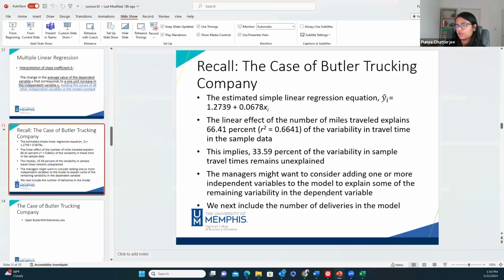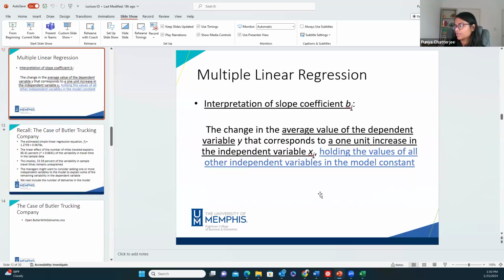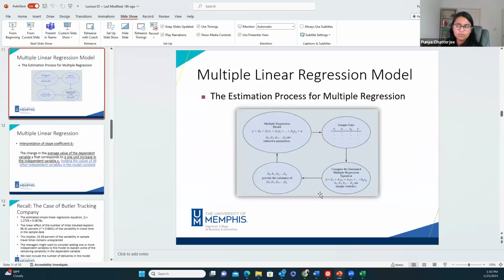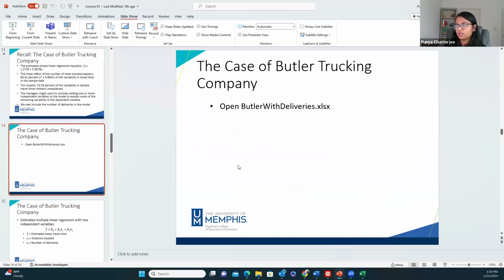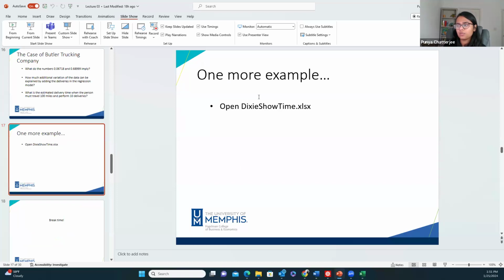I do have a practice problem, and I don't think I will have time to go over this in the class. But on our classwork day, which is next Tuesday, I'm going to start with an example to warm you up, and then we'll do a class. But you're welcome to try that on your own at home just to practice a little bit before our classwork day. So the example is here, the Dixie Showtime, and the question will be in the Excel workbook as well.